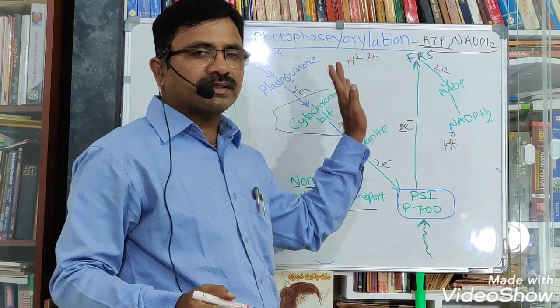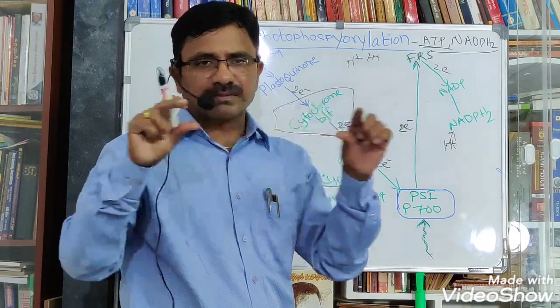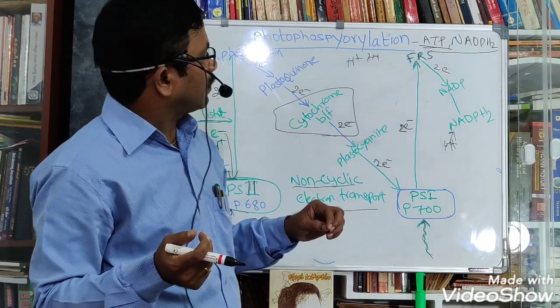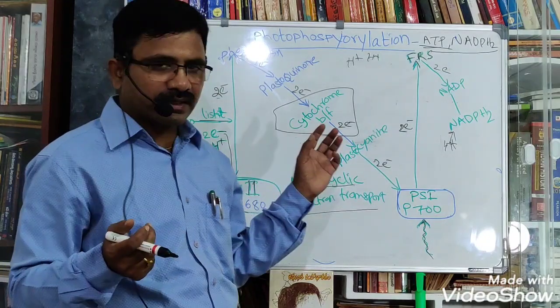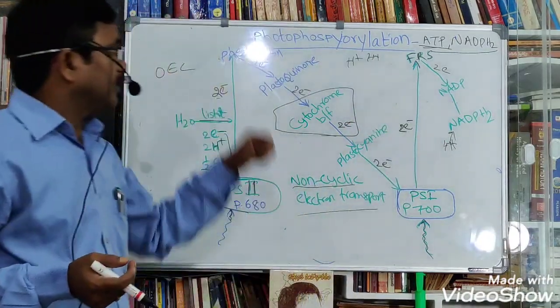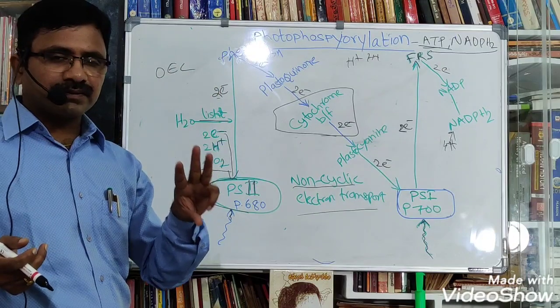We can discuss it in the next session by explaining the chemiosmotic theory. So a quick recap about non-cyclic photophosphorylation or non-cyclic electron transport: in non-cyclic electron transport, both photosystems are involved.